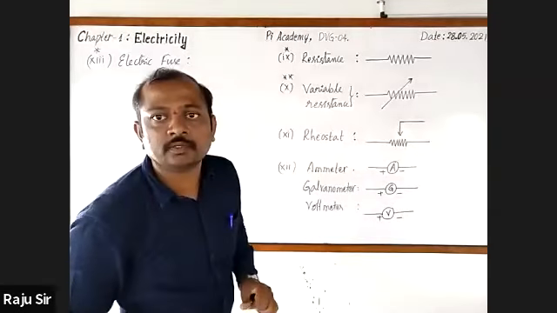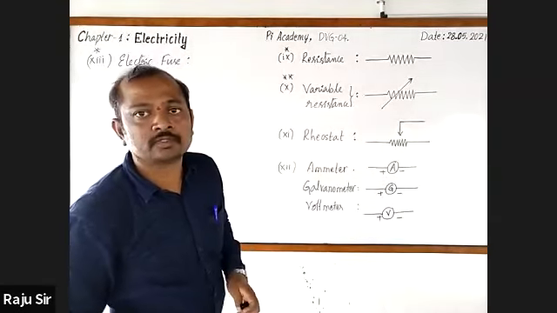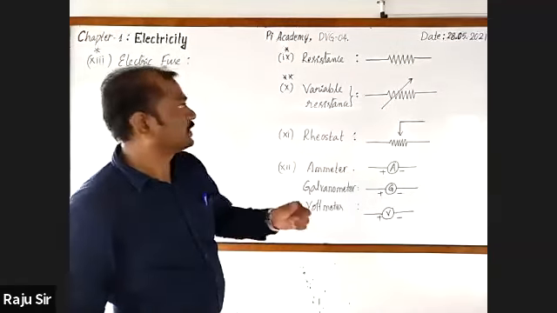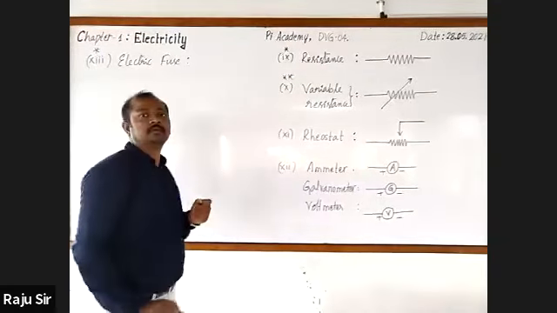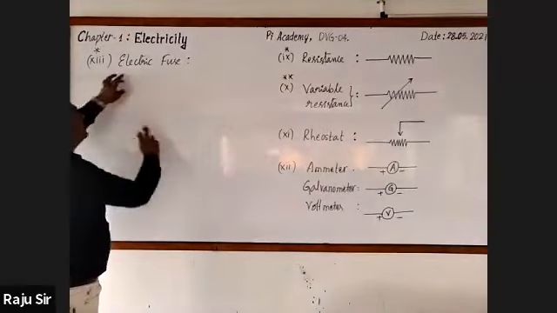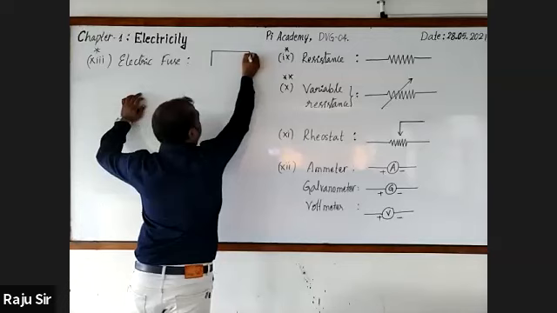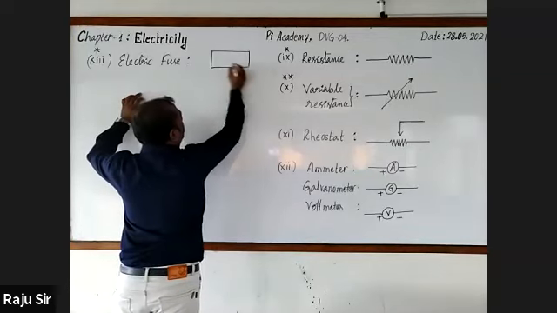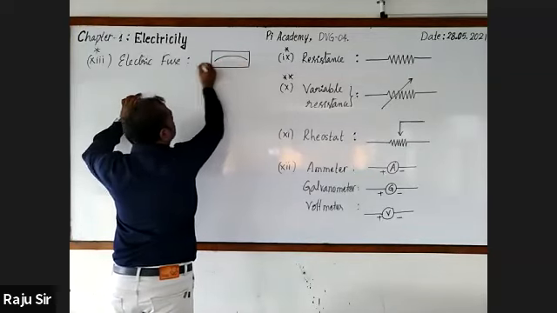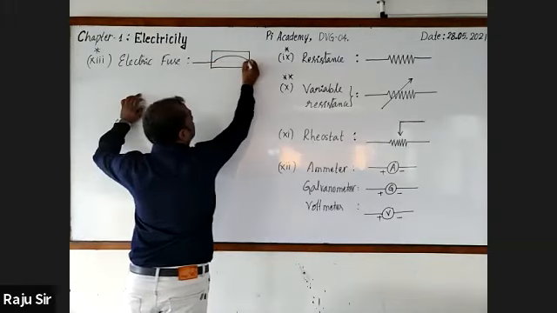Then write the sign. Upward also. Sign upward for which one? Okay, electric fuse. Draw a rectangle and inside that an arc on either side. Draw the line.